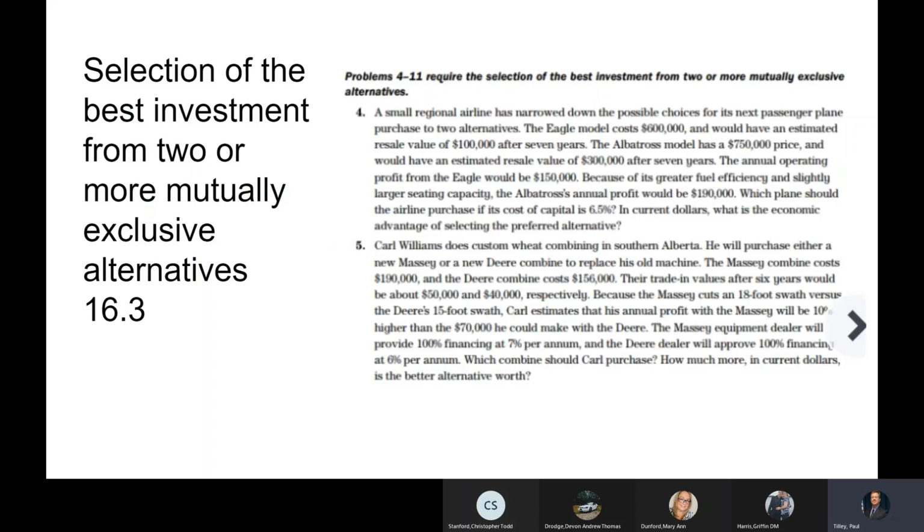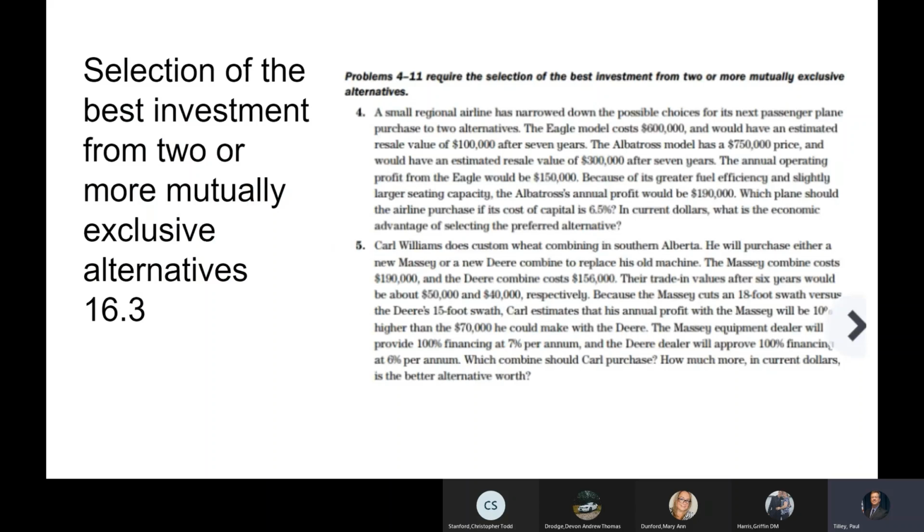So the Massey will cost $190,000 and the Deere costs $156,000. So the Massey is the more expensive unit. You could stop your analysis there and say, well, buy the cheaper unit. But there are other factors that come into play. The second factor that comes into play is the trading values. After 6 years, they will be $50,000 for the Massey and $40,000 for the John Deere.